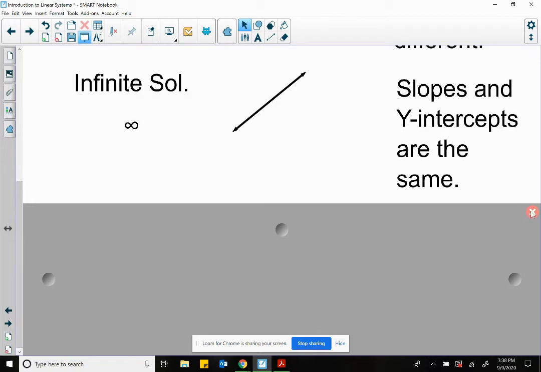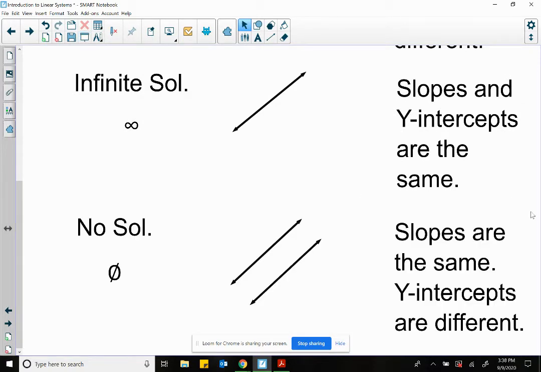Last but not least is the no solution. So the circle with the line through it, no solution. Graphically, the lines are parallel. So they're 2 lines that do not intersect each other. Hence, no solution. Because if you can't hit each other, there's no answer then. Okay? Equations, the slopes are the same, but the y-intercepts are different. So, and that makes sense.